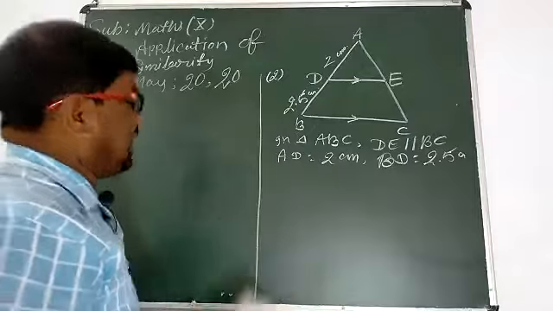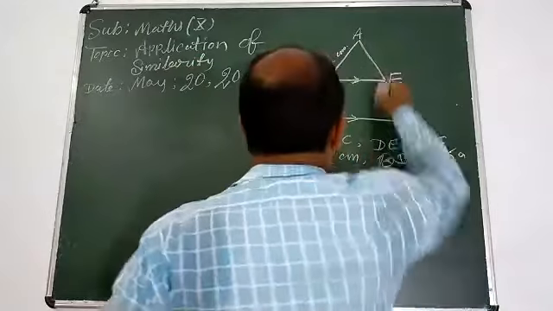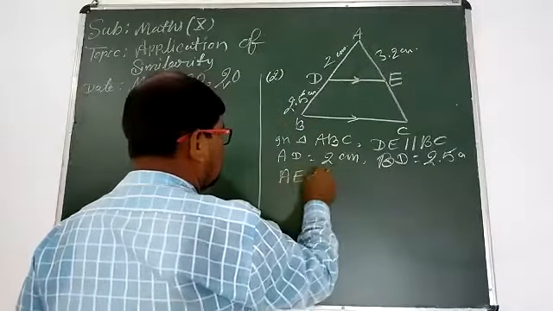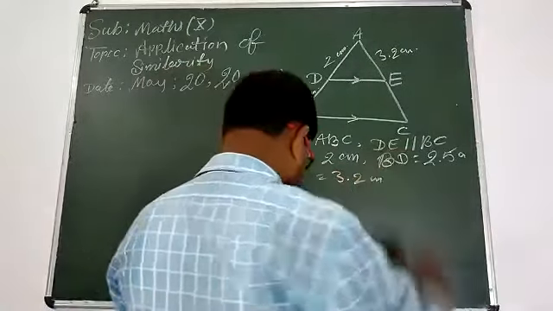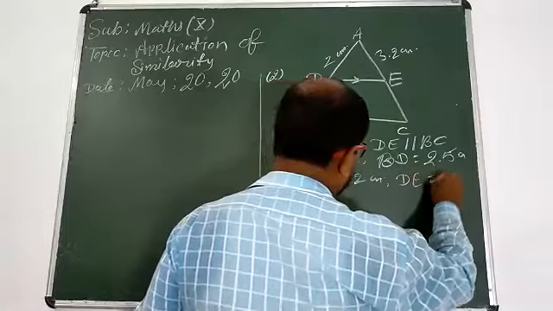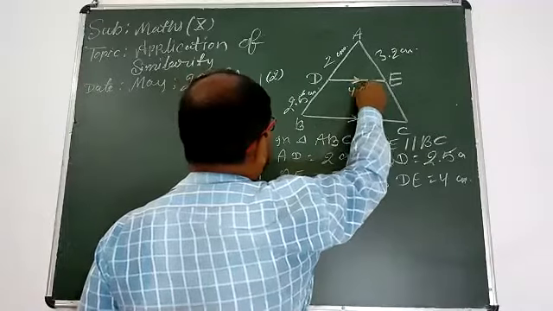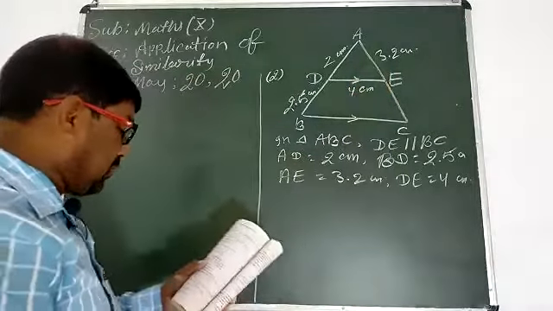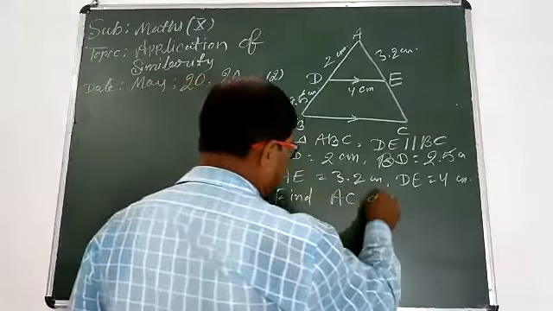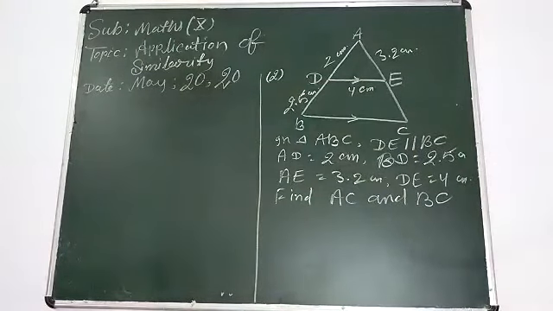AE equal to 3.2 cm. DE equal to 4 cm. That is given. Find AC and BC.